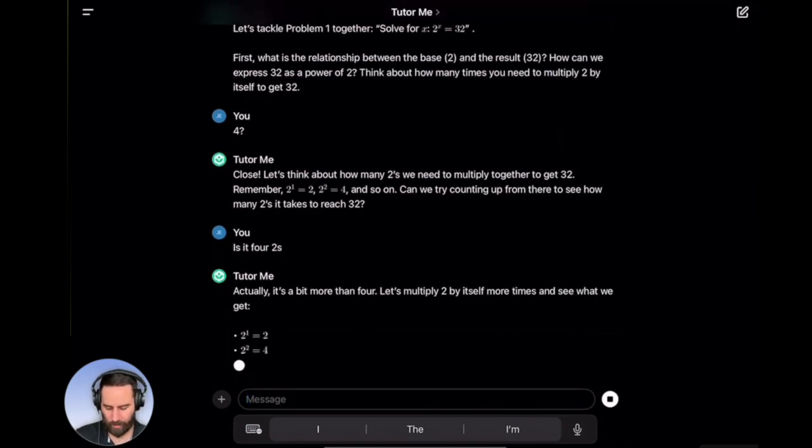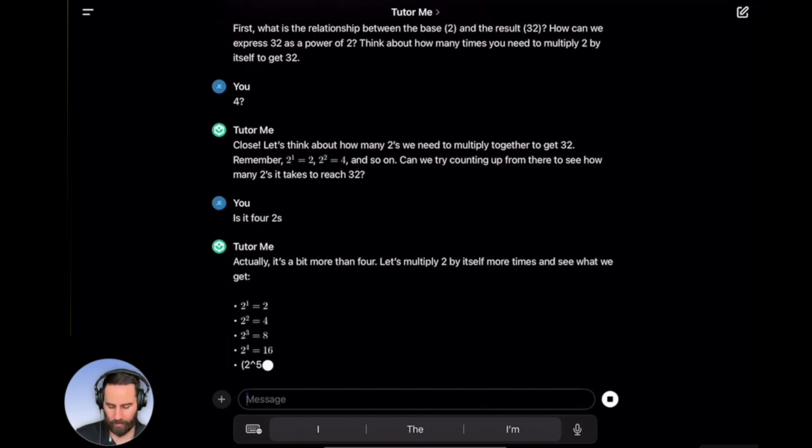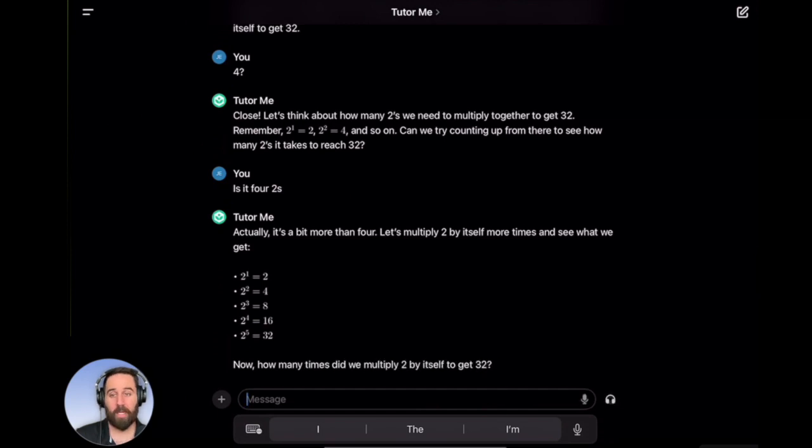Actually, it's a bit more than 4. Let's multiply 2 by itself. Okay. 5. I miscounted. So, boom. See, even if you're trying to count on your fingers and it's wrong, boom. It lays it all out for you. Perfect. So it's 2 to the 5th. So x equals 5. So now we know 2 to the 5th equals 32.